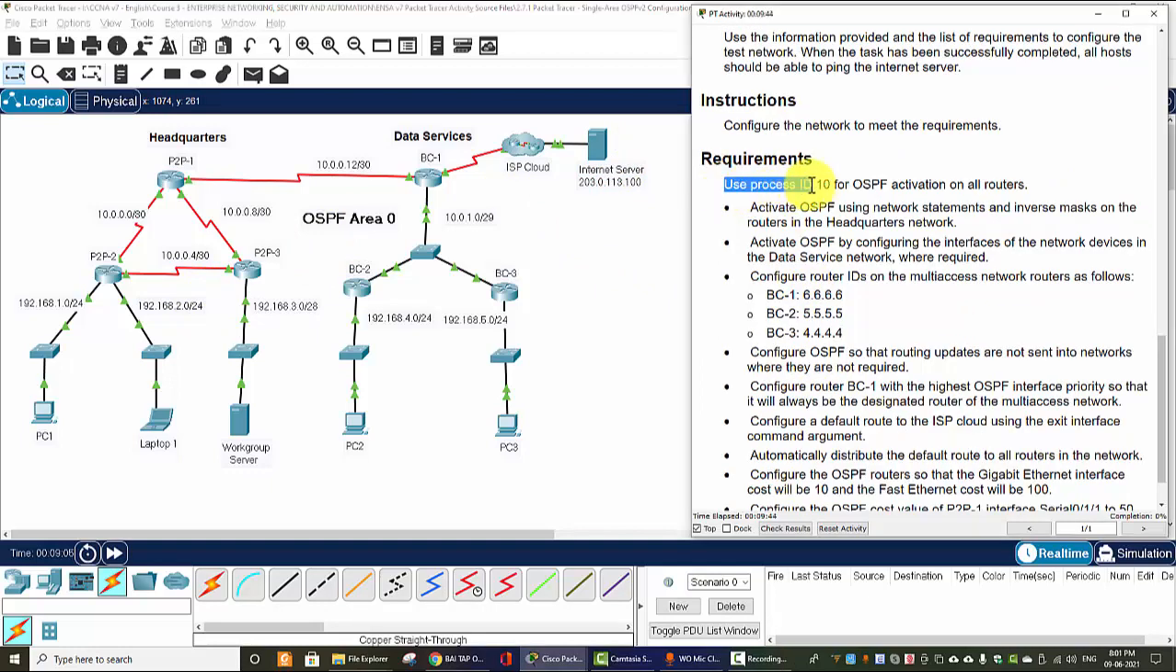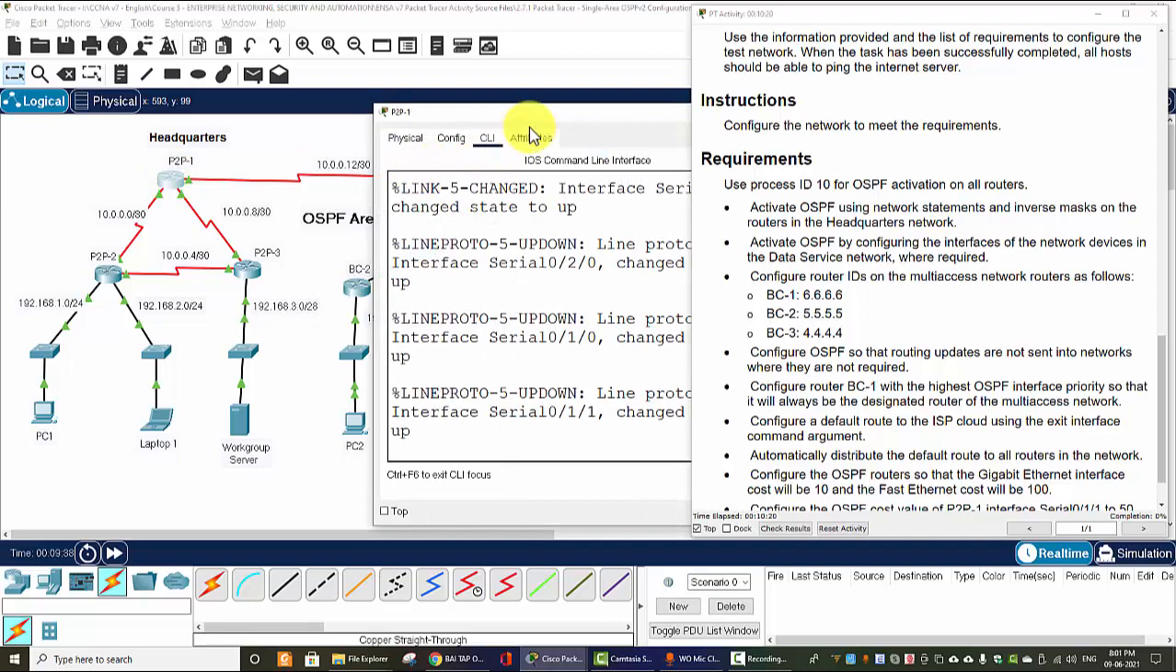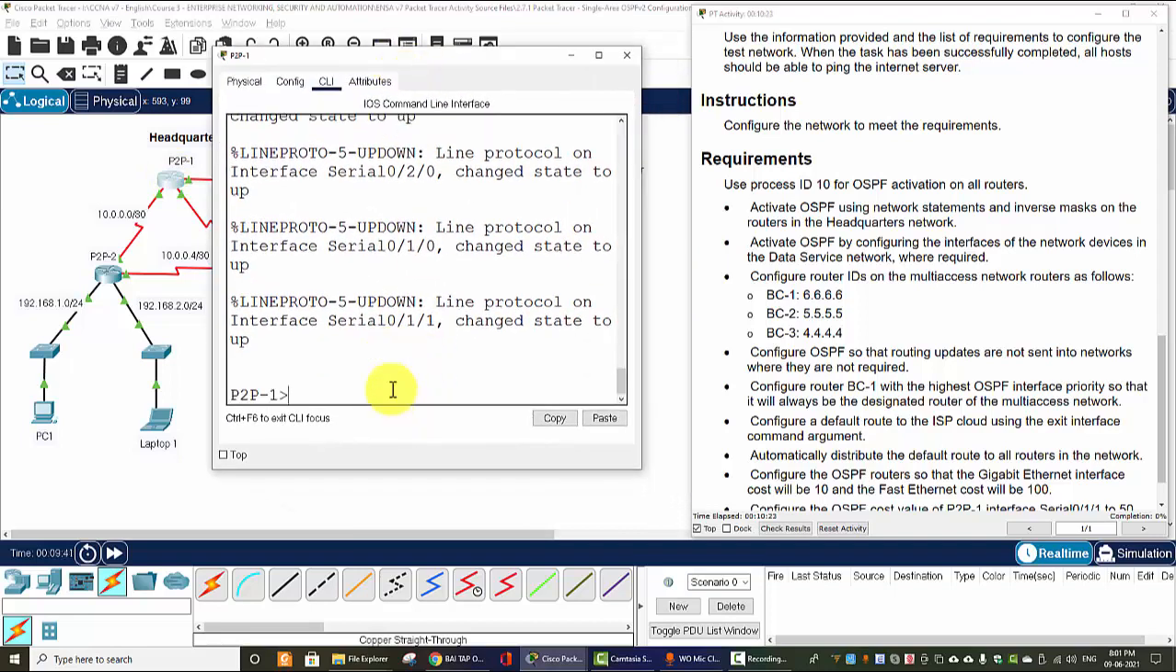Firstly, we will use a process ID of 10 for OSPF activation on all routers. Now we activate OSPF using network placement and inverse mask on the routers in the headquarters network. Here is the headquarters router P2P1, and it's connected to three networks, the first, the second, and the third one. So we can configure it.